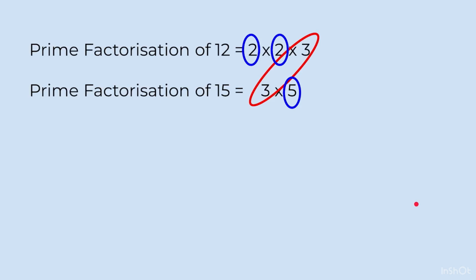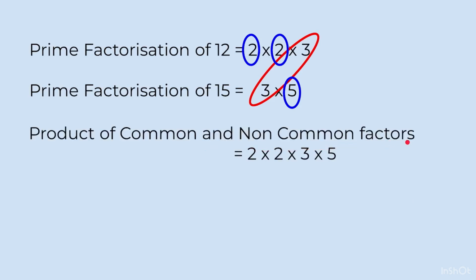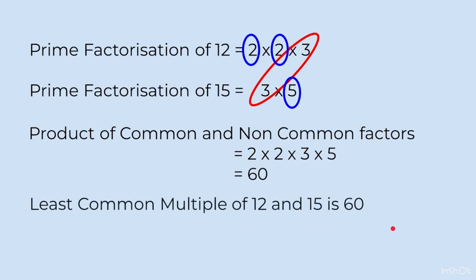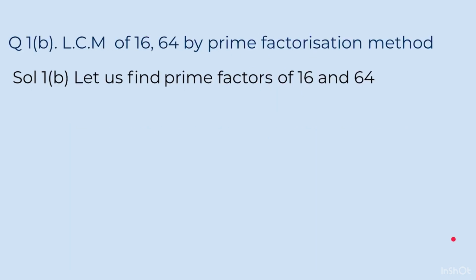3 is the common factor, the rest are uncommon factors. So we will get basically 4 numbers. The product of common and non-common factors is 2 into 2 into 3 into 5, which gives us 60. So the LCM of 12 and 15 is 60.